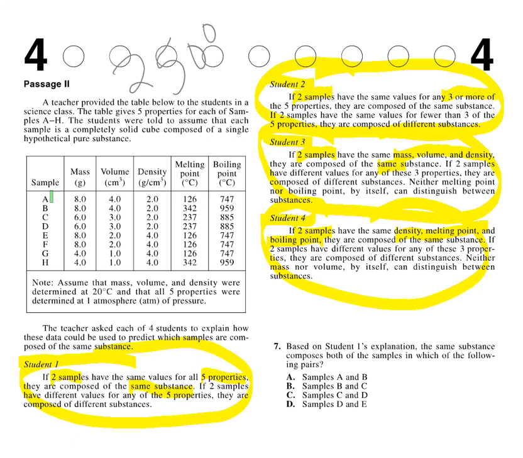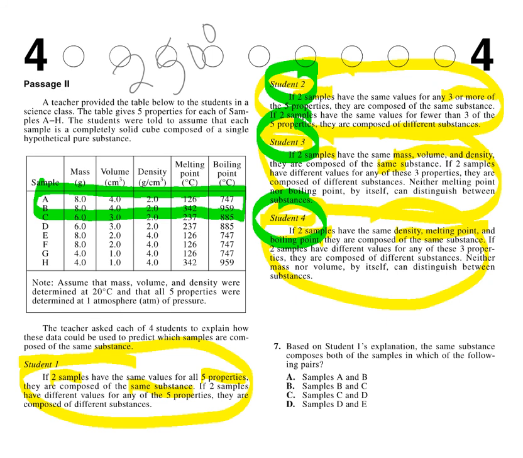So now we're only looking at samples A and B, and so we want to know, would they agree that they are the same substance? So you have to refer back to, and we're looking for student number 2, number 3, and number 4. So we want to read their claim. So student number 2 says 3 or more. Oops, sorry about that. Student 2 says that they have to have 3 or more of the properties. So then we can look at this one. So A and B have 3 properties that are the same. So that student would work.